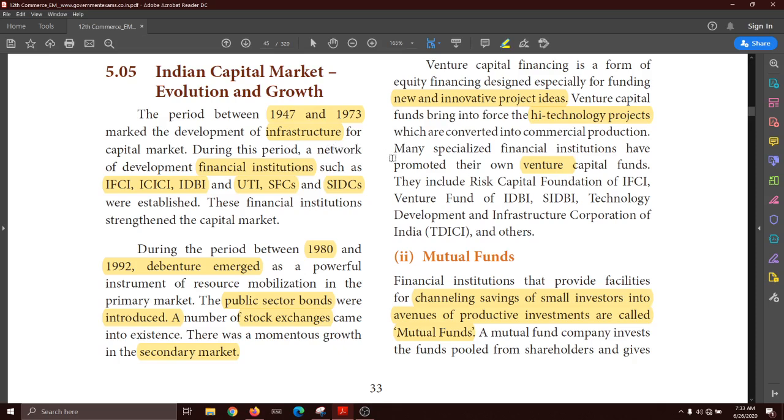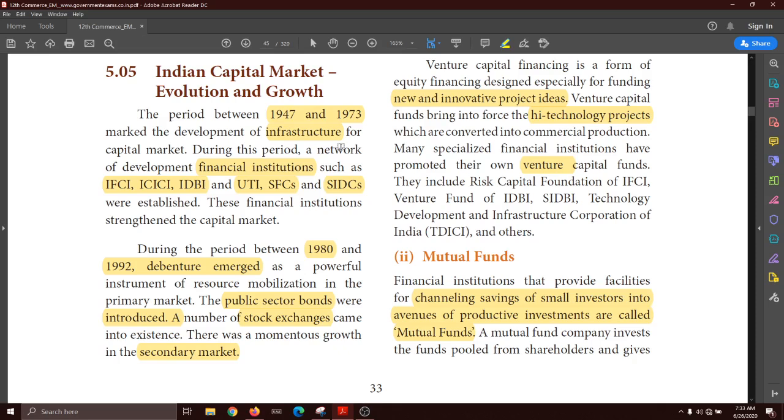India after independence, that is the period between 1947 and 73, saw the development of infrastructure for the capital market. Basically, India after independence was an agrarian country in nature, so they wanted to bring about development in different sectors also. So they required finance for the public sectors, and the finance for the public sector was made possible through various different types of institutions.